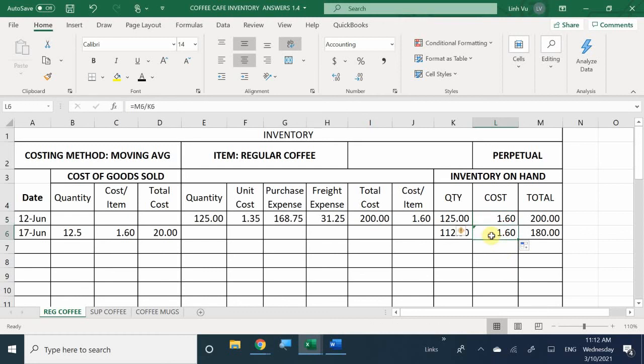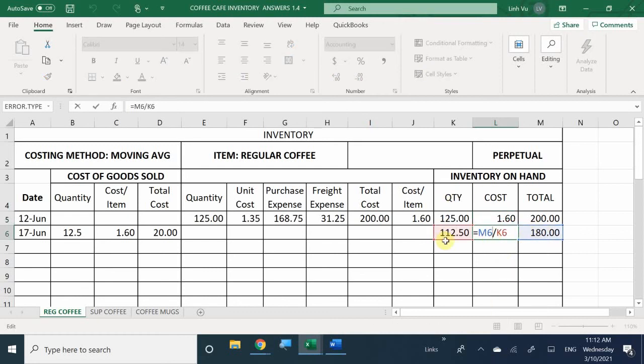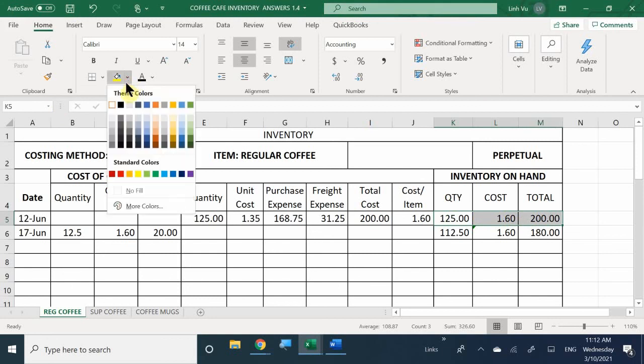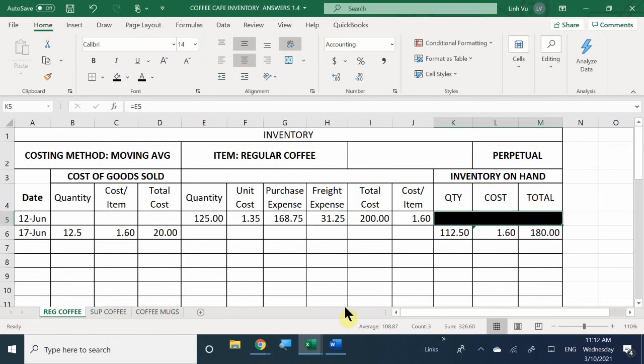If you remember, the formula is I'm going to take the total cost and divide it by my total quantity. In this case, it's an even number. I didn't change anything, I didn't add anything, so it's still going to reflect as $1.60. And of course, because I'm using moving average, this is the one where I'm just going to have to blur out the information. So I'm going to be moving the average along as well as blur out every single box.